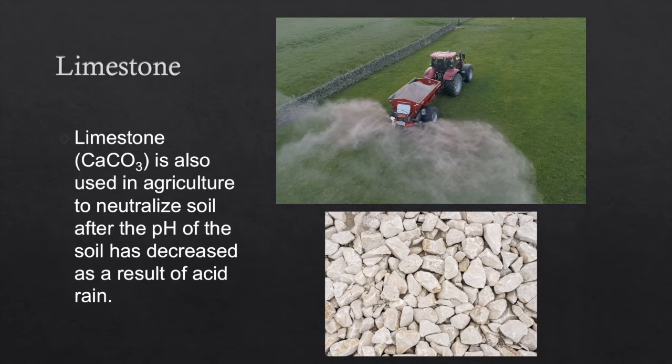And it is actually used in agricultural areas or agricultural farmlands to neutralize the soil after the pH of the soil has decreased as a result of acid rain. So in the previous section, we mentioned how acid rain is formed. Adding limestone to the soil is one way in which we can combat the effect of acid rain on soil.